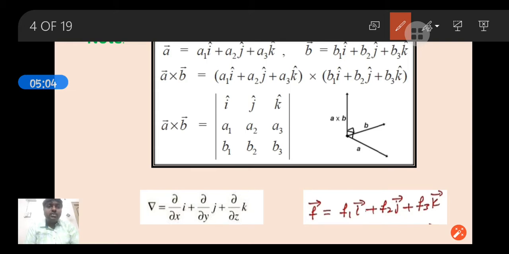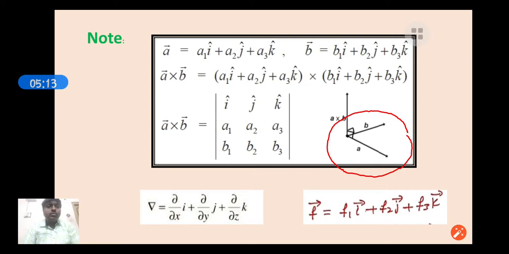When we take two vectors a bar and b bar and calculate a bar cross b bar, it is another vector which is perpendicular to the surface containing a bar and b bar. So a bar cross b bar is the perpendicular vector to the surface containing both a bar and b bar. Based on this result, I can give another definition of the curl of a vector point function.